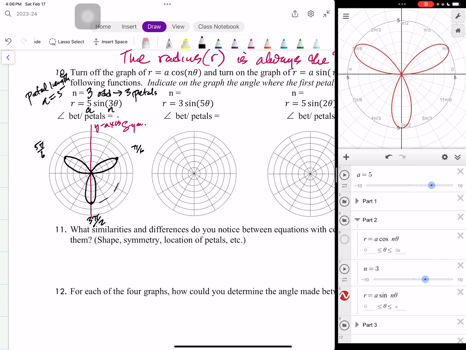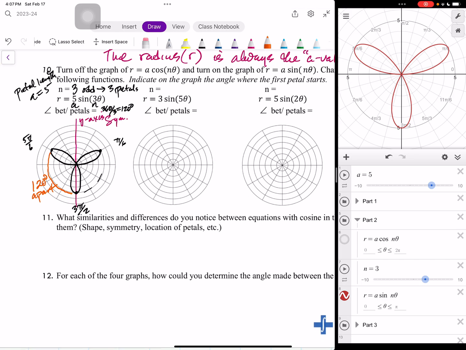there you go. So we have y-axis symmetry here, and the angle between petals is 360 divided by 3, or 120 degrees. So this angle right through here between the 2 petals is 120 degrees apart. They're always equally spaced apart, so you just take 360, or 2 pi, and divide by the number of petals. That's how you do it in general.